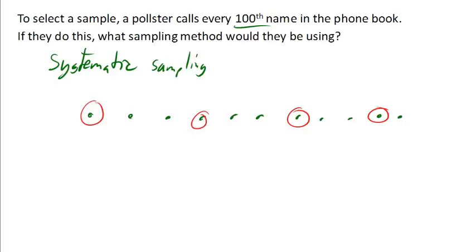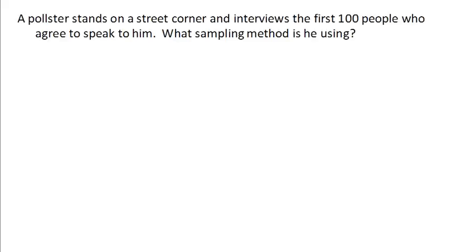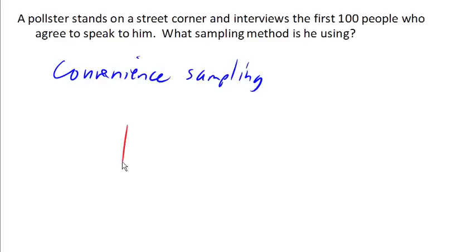So suppose a pollster is standing on a street corner and just interviews the first 100 people who happen to walk by and talk to him. This is a sampling method called convenience sampling, because they're choosing whoever's convenient. This is bad sampling. There's absolutely no guarantee that the people that are selected are anywhere representative of the population, and convenience sampling like this should be avoided at all costs.